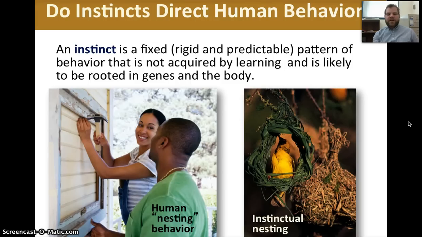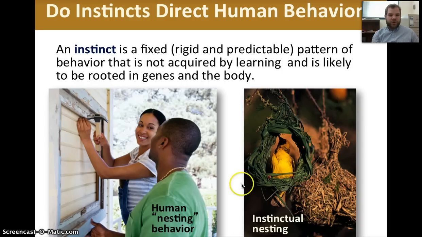So the first theory that I talked about was instinct theory. Is it just instincts that direct our behavior? Some people think so. An instinct is a fixed, meaning rigid and predictable, pattern of behavior that's not acquired by learning and is likely to be rooted in genes in the body. So it's hardwired in our behavior. It's like a program that just runs itself without our knowing that it's doing so.